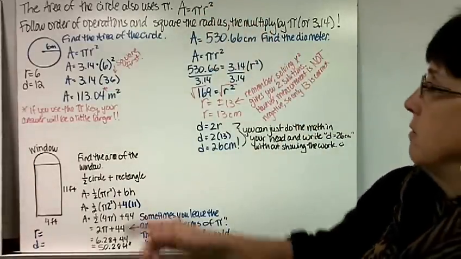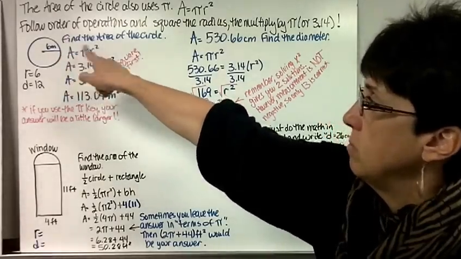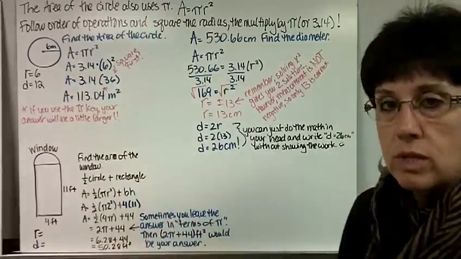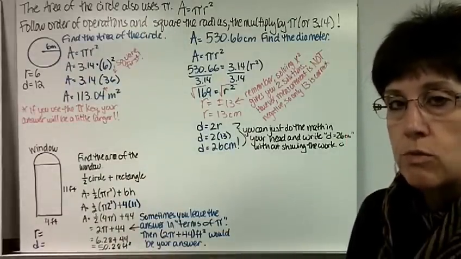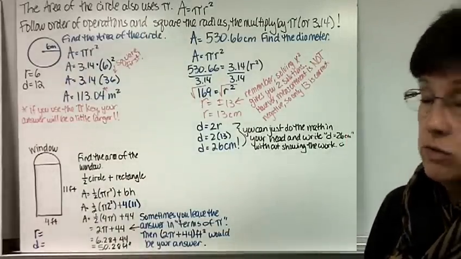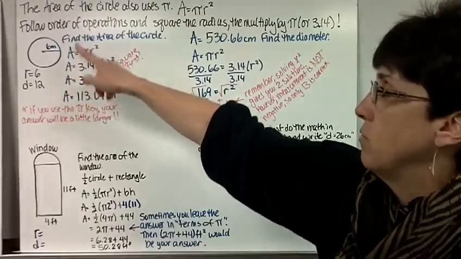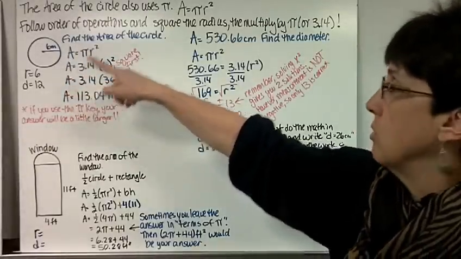So let's do a simple one first. Here's my circle. My radius is 6. I always like you to write down what the radius is and what the diameter is, so then you make sure you pick up the right number when you're finding circumference or area. So that's a really good habit to get into. First thing, write down what your radius and your diameter is.